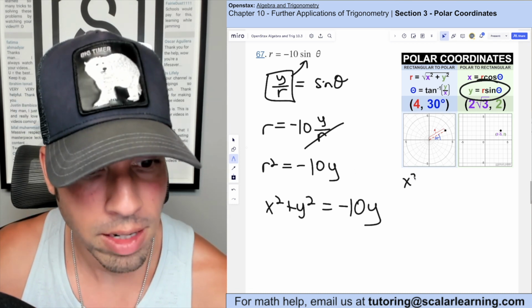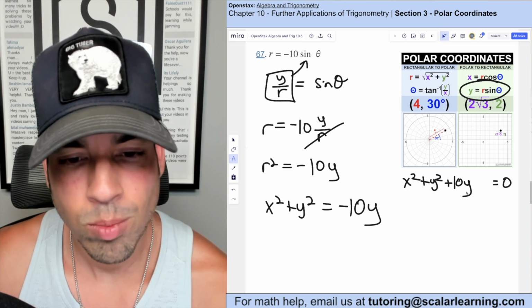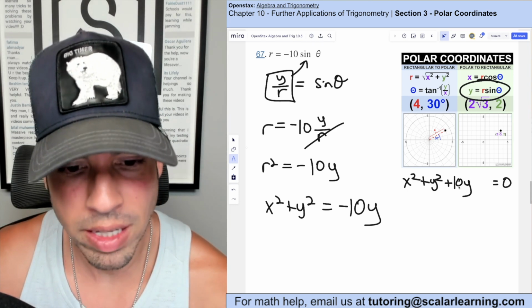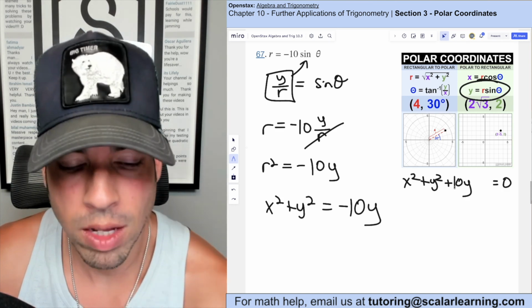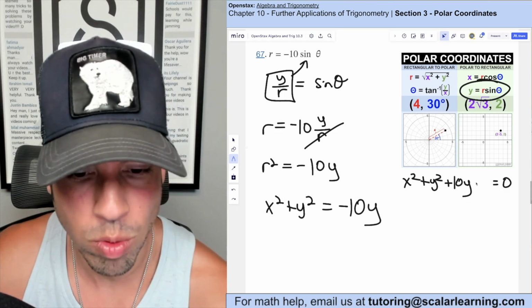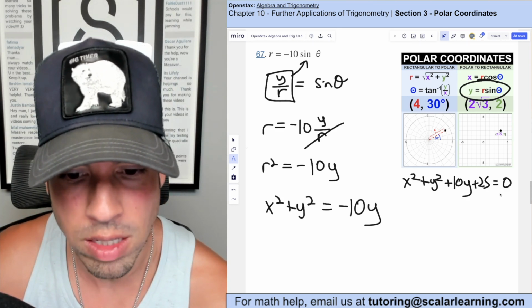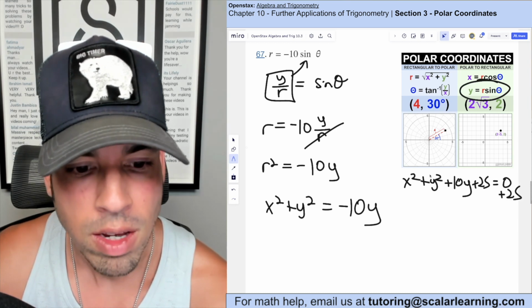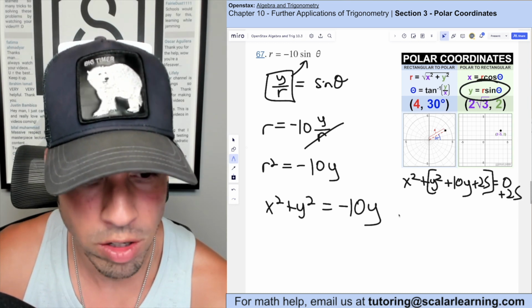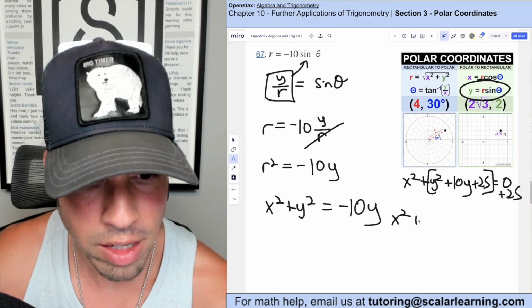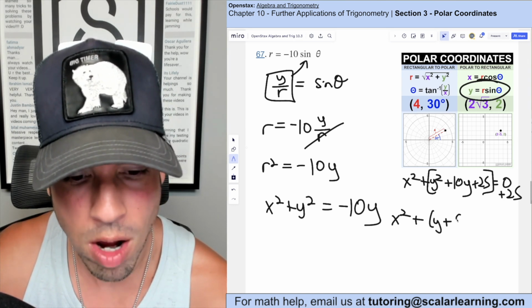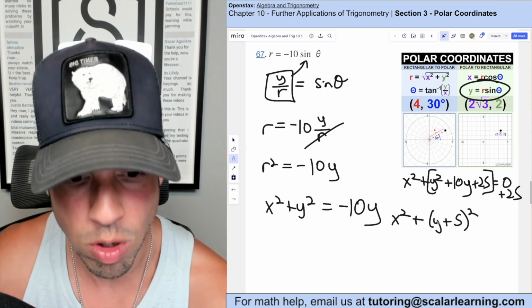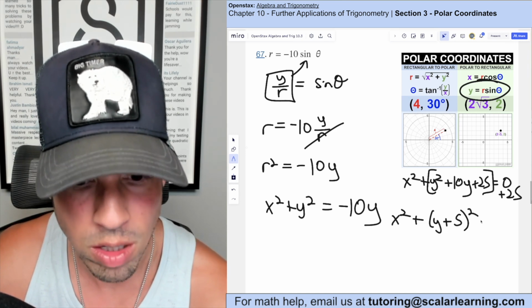We're going to add 10y to both sides, and then we have to complete the square. So to complete the square, I have to take half of this value, which is kind of considered my b value, half of that, which is 5, and square it, which is 25. So I have to add that to both sides, add 25, add 25. Now I've created a perfect square here, so I can factor that. So I get x squared plus, and if I factor this, it's y plus 5 times y plus 5. That's what I mean by perfect square, because I can rewrite it as y plus 5 squared.